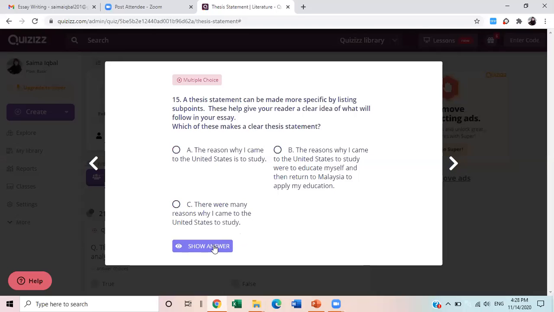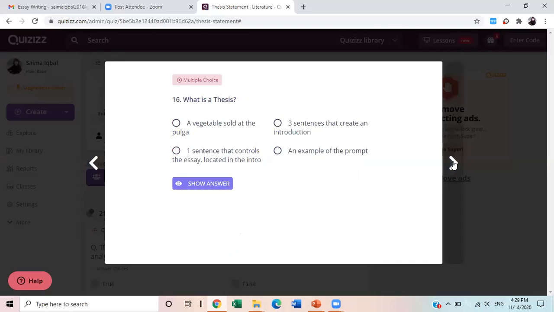Now, how many more questions are left? Now, look at this. What is a thesis? A sentence that controls the essay located in the intro, three sentences that create an introduction, or an example of the prompt. A sentence that controls the essay located in the intro. Good. It means that the topic is very clear.